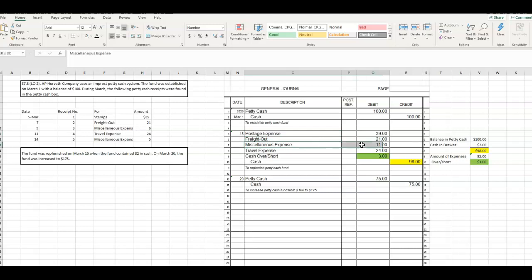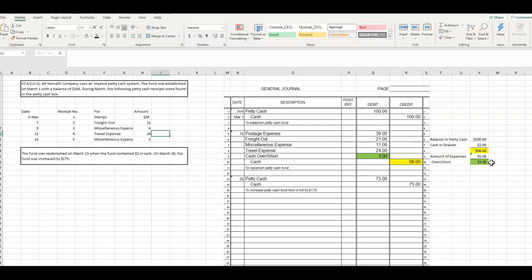You don't ever use an account twice in one journal entry. And then travel expense was 24. There could be several receipts for travel, several receipts for stamps, or whatever. You just add them all up. So that's what I did over here. The balance in the petty cash account was $100. The balance in the drawer was $2, meaning I'm going to make a $98 credit to cash. Add up the expenses, the receipts I have, and they come up to $95.